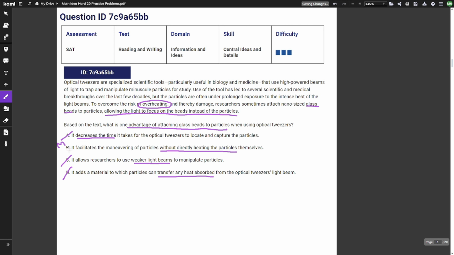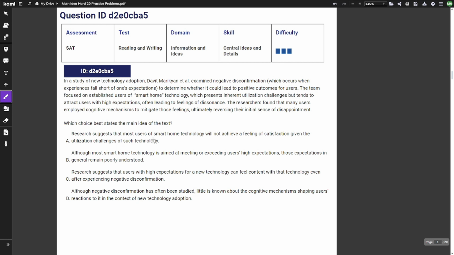Question number 6. Once again, feel free to pause and read. Alright, so here the question asks us to find the main idea. So let's summarize the text. Here we have this person who's studying negative disconfirmation, which is just when something doesn't meet your expectations. Now, specifically, they're studying smart home technology, which attracts people with high expectations, but then of course, it never meets their expectations, so they feel a little disappointed.